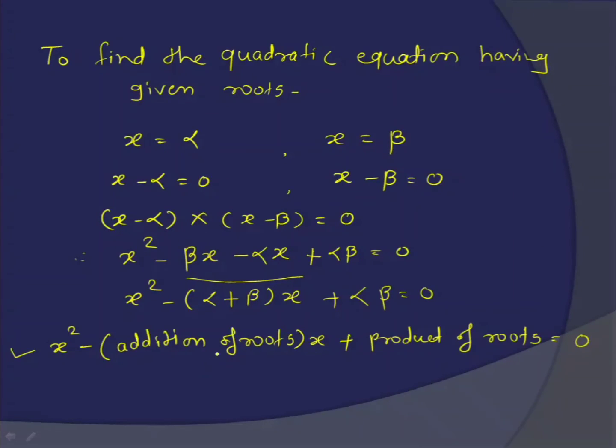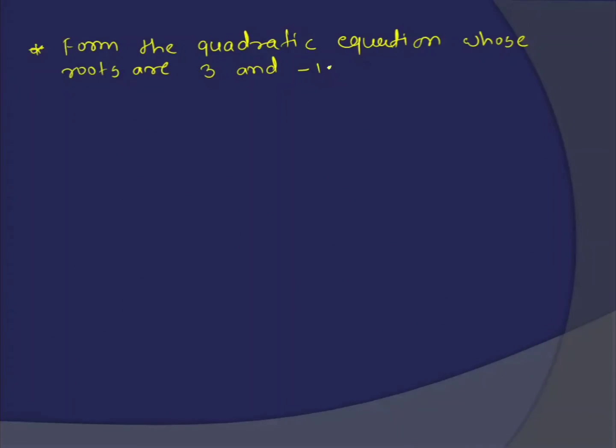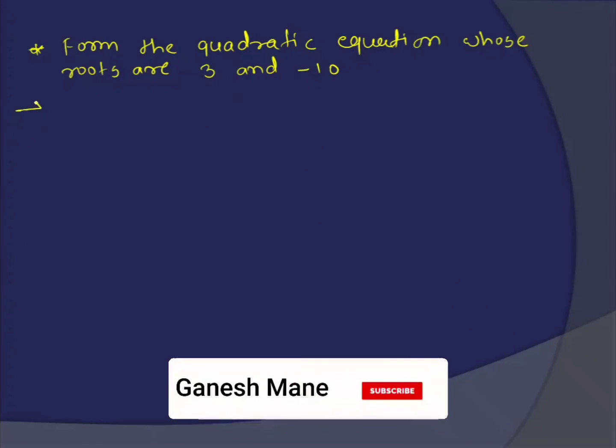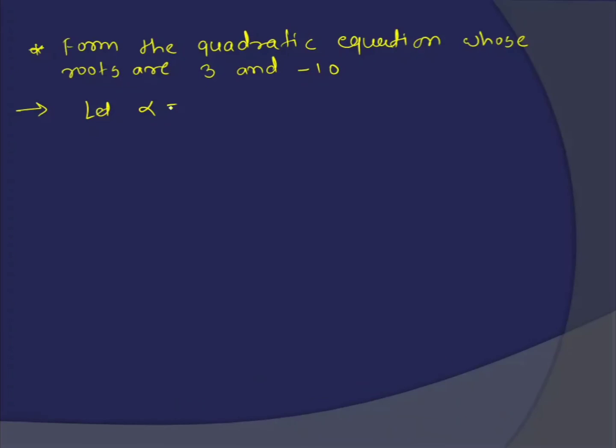Now let's solve an example to illustrate this. So this is the example by which we have to find the quadratic equation. The question is, form the quadratic equation whose roots are 3 and minus 10. So here the roots are given. So let us name these roots as alpha and beta. So let alpha is equal to 3 and beta is equal to minus 10.